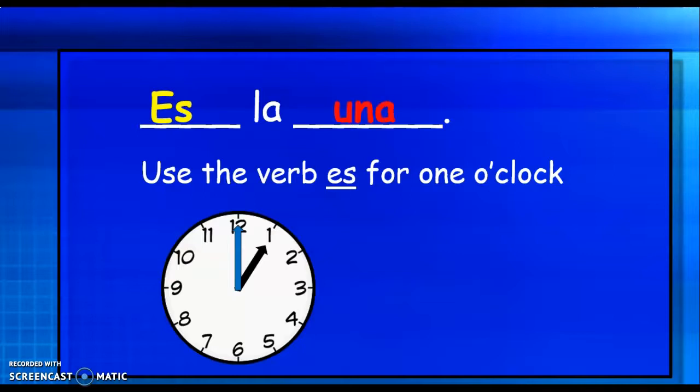If you want to say it's 1 o'clock, you're going to use the verb es, and you're going to use the number una. Notice that it's in a feminine form, and that you have to use a feminine article with it, la, and it has to be singular. So you say es la una. Es la una. So when you want to say 1 o'clock, you say es la una. By the way, there is no word in Spanish that would replace the English word o'clock.